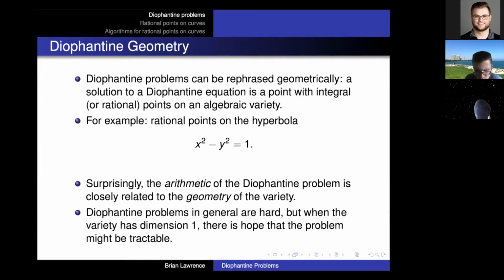And the first thing to know about modern progress in number theory and in Diophantine geometry is that if you're looking for rational points on a variety of dimension more than one, it's very hard to say anything at all. But if you have a curve, if you have a variety of dimension 1, then you can often solve the problem.